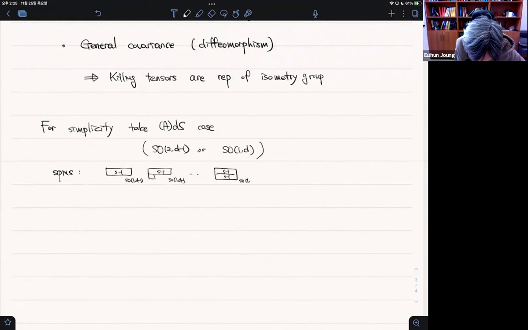But those can be packed into one single guise under this isometric group, because this is nothing but a branching rule. So let's call this maybe... let us take just the AdS case, but I think everything that I will talk about today will work the same in AdS situations. So we have these guys.